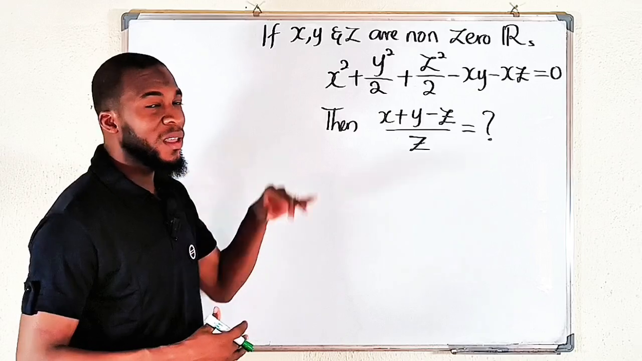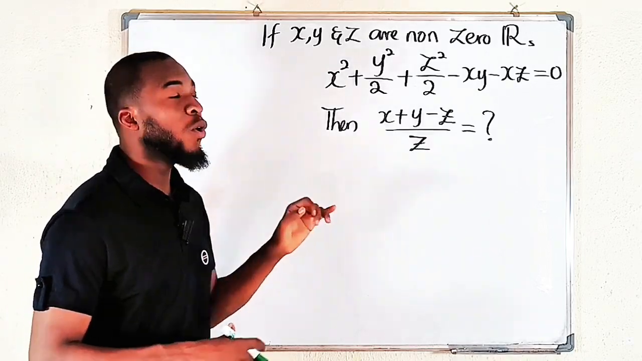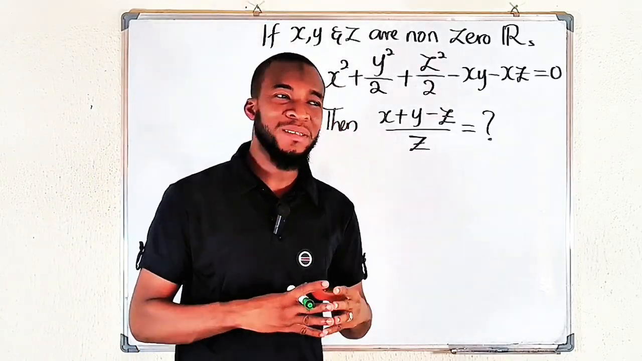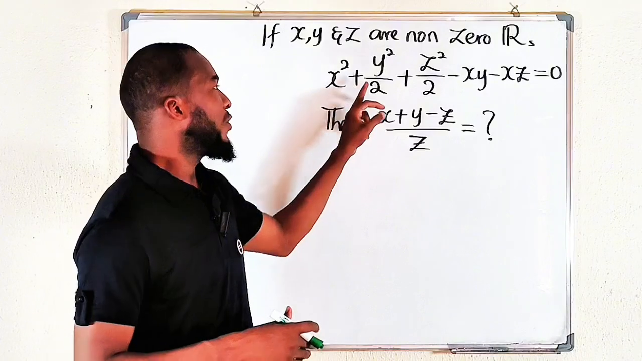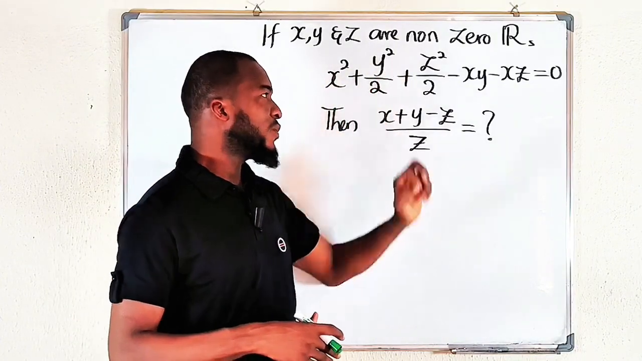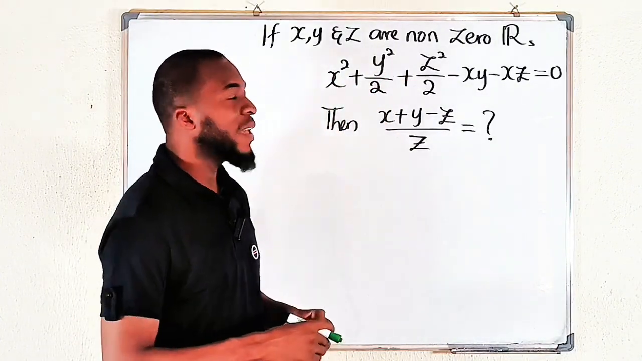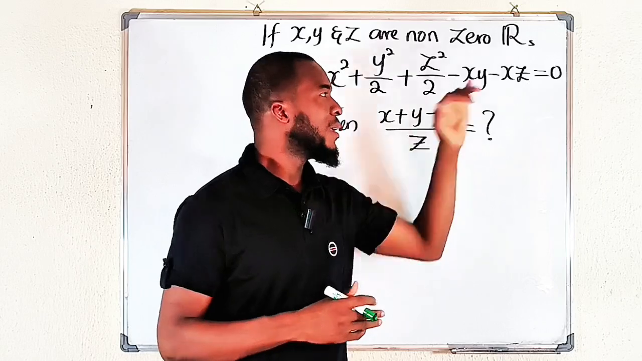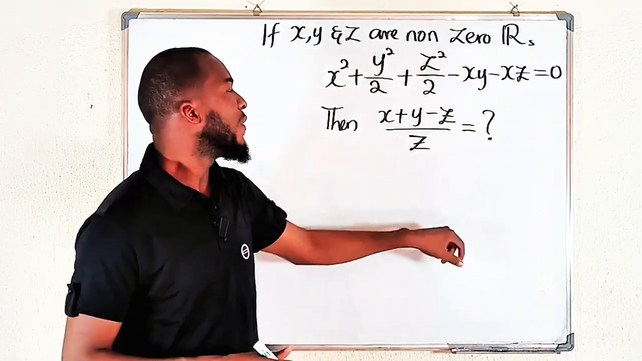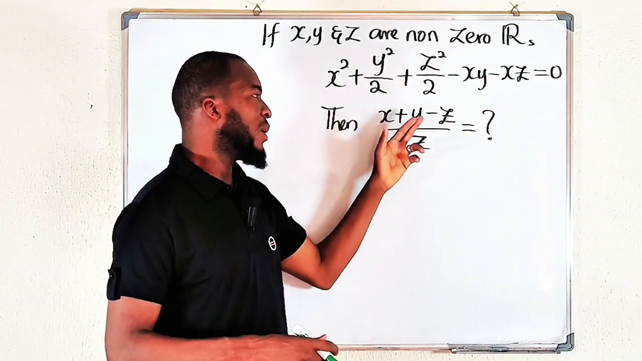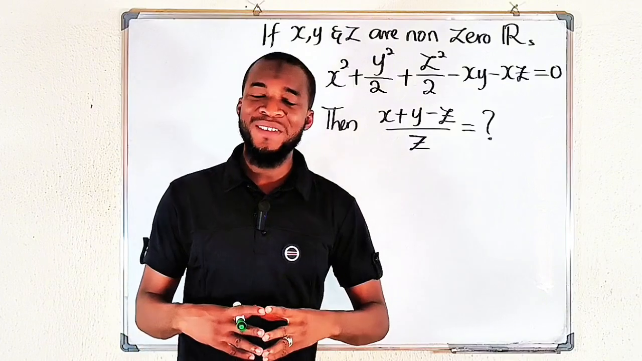The question reads: if x, y, and z are all non-zero real numbers, and x squared plus y squared divided by 2 plus z squared divided by 2 minus xy minus xz equals 0, then what is the value of (x plus y minus z) divided by z?